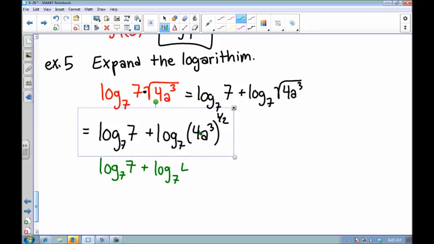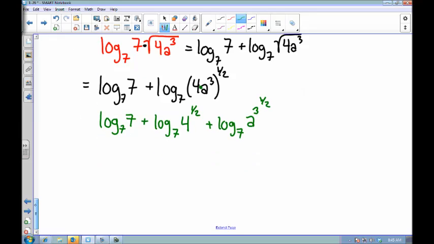the first thing being multiplied is the 4. But don't forget the 4 has an exponent. What's the exponent for the 4? 1 half, because it's in the parentheses. Oh, yeah. Okay, plus log base 7 of a cubed to the 1 half.